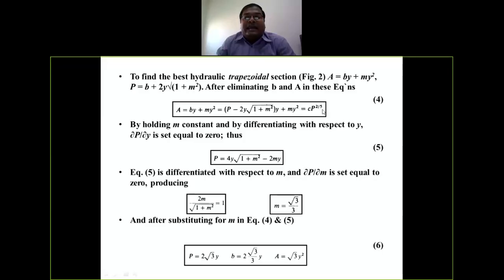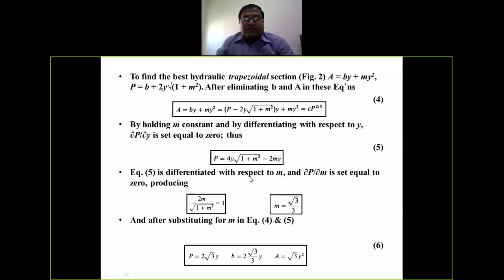By holding m constant, that is, taking your side slope constant, and differentiating with respect to y, del P upon del y is set equal to 0. So your equation reduces to P is equal to 4y under root 1 plus m square minus 2my. Equation 5 is then differentiated with respect to m, and del P upon del m is set equal to 0. So you will get your final equation this way: 2m upon under root 1 plus m square is equal to 1, which means m is equal to root 3 by 3. If you solve, you will definitely get this answer. I am deriving it very briefly; if you look in your book, you will get all the derivation in detail.